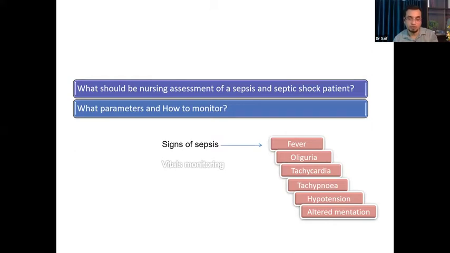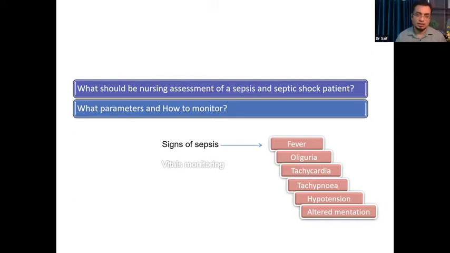So what do you have to go for? You have to go for source reduction. So you have to take care of the focus of infection. So what is the focus of infection? Suppose there is a line which is infected, a central line is infected, or there is an implant, an orthopedic implant or pacemaker, or any implant which is the suspected source of sepsis, that has to be removed.